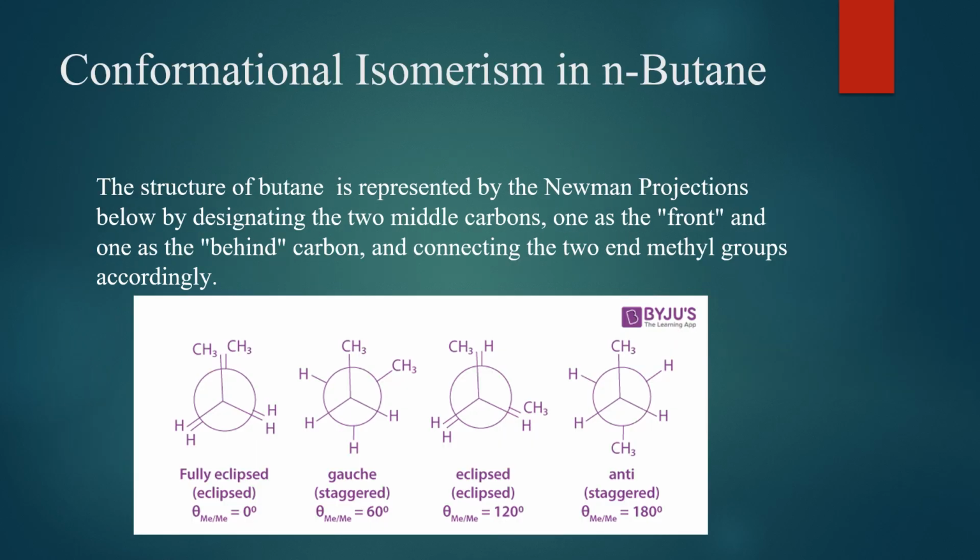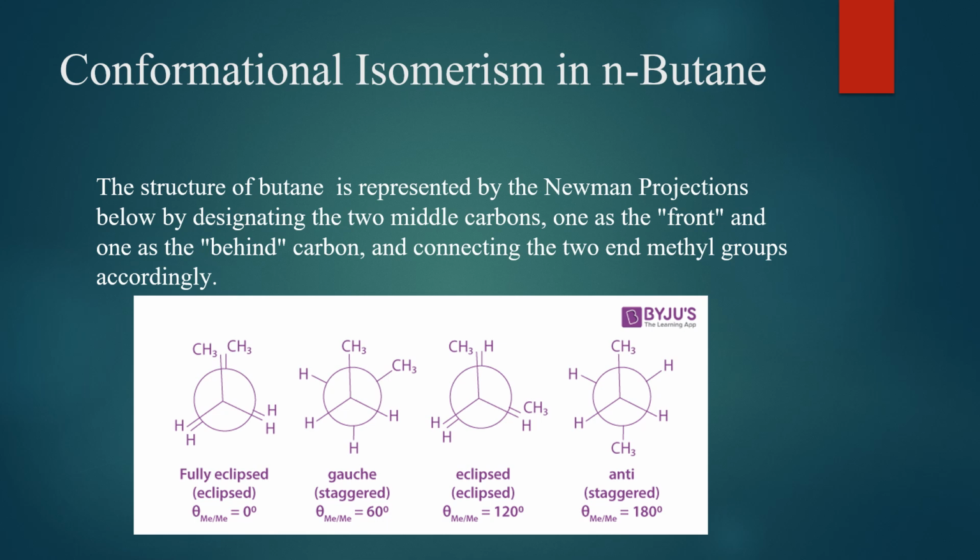Now come to the conformational isomerism in N-butane. The structure of butane is represented by Newman projections below by designating the two middle carbons, one as the front and one as the behind carbon, and connecting the two end methyl groups accordingly. When we look at the chemical structure of butane, we can see that it has two substituents, which are methyl groups attached to the two end carbon atoms. The methyl group is comparatively larger than hydrogen atoms.